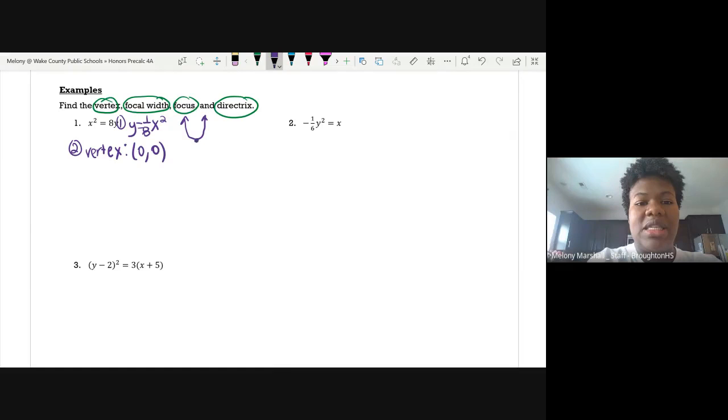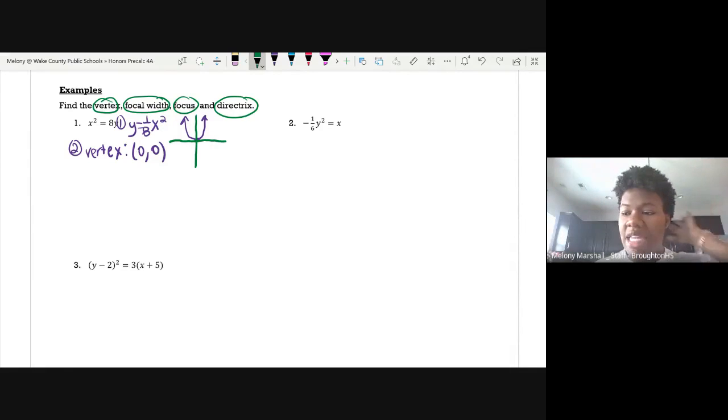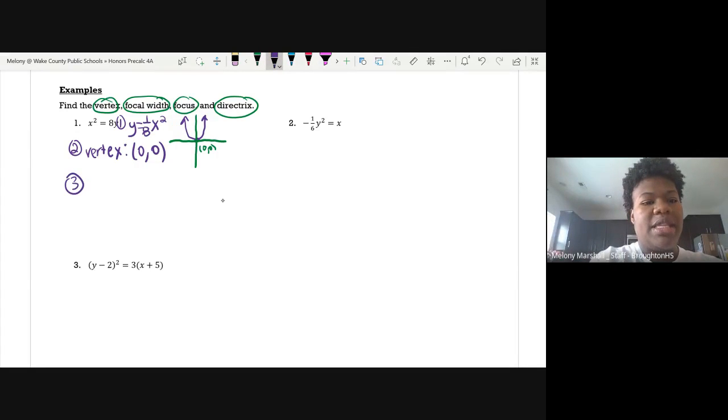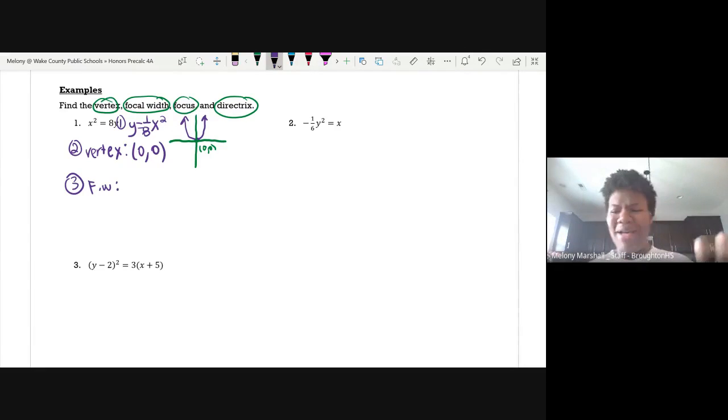So that just lets us know that if I were to add lines to this in terms of an axis, a y-axis and an x-axis, our vertex is at (0, 0). Okay? Boom, boom. So we just sketched the quick little graph. Now we're just adding the actual details to it. Okay, step number 3 is to find the focal width. I'm going to abbreviate that, FW, and my handwriting looks terrible.